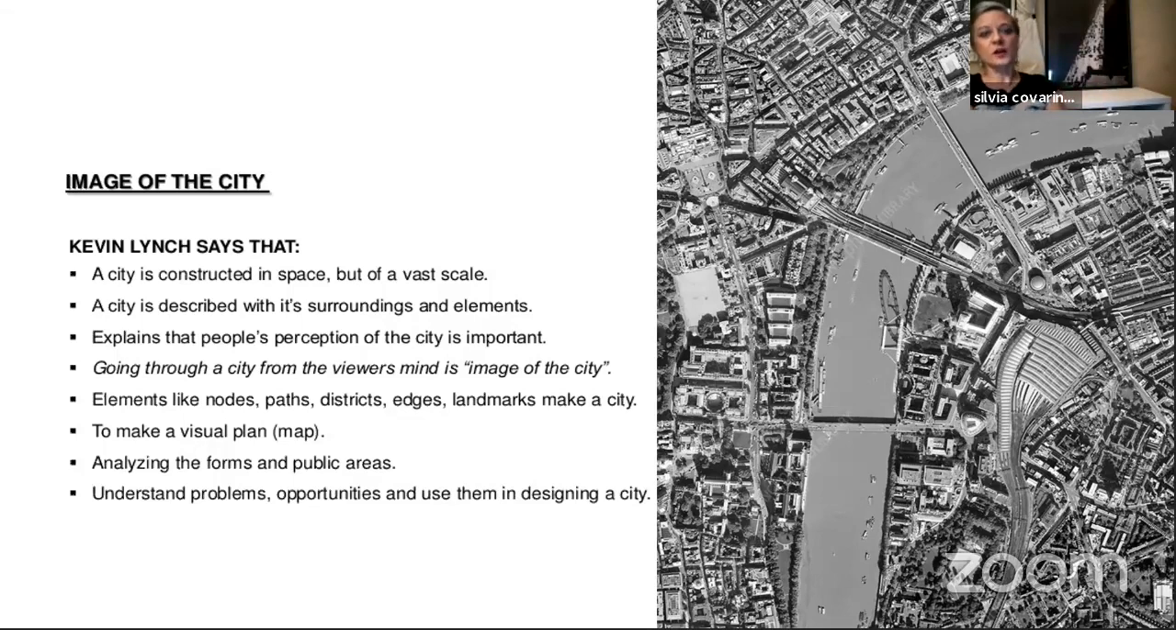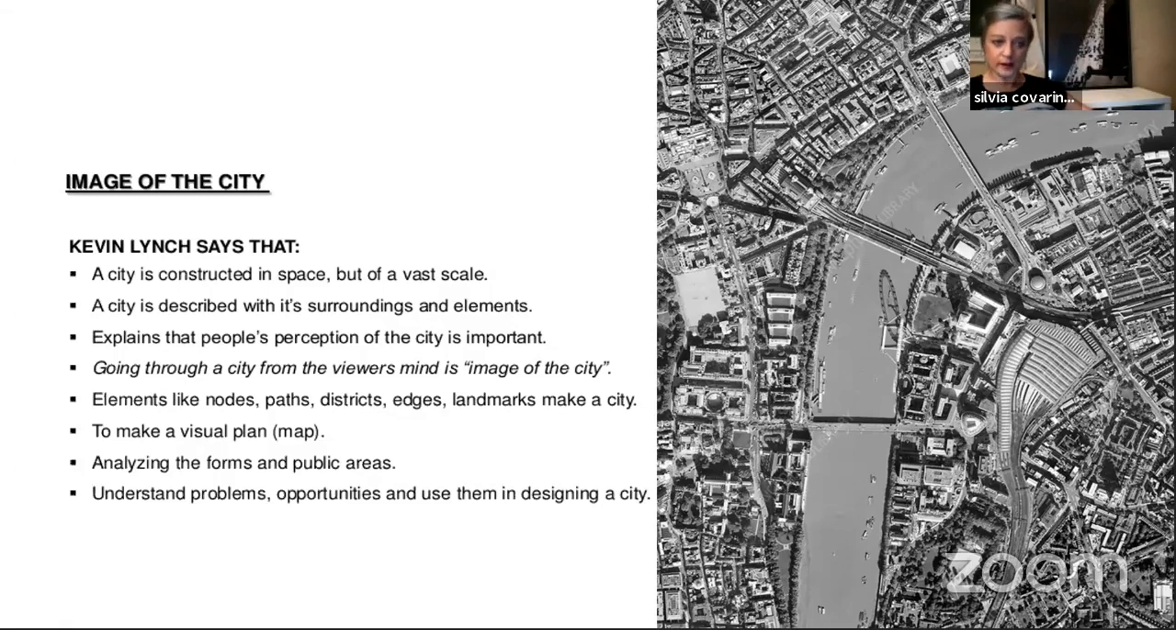Going through a city forms in the viewer's mind an image of the city. When we are talking about this title of the book and this theory, Image of the City, we are talking about how people live the experience in the space, in the urban space. Elements like nodes, paths, districts, edges, landmarks make a city, and later we will see them one by one.